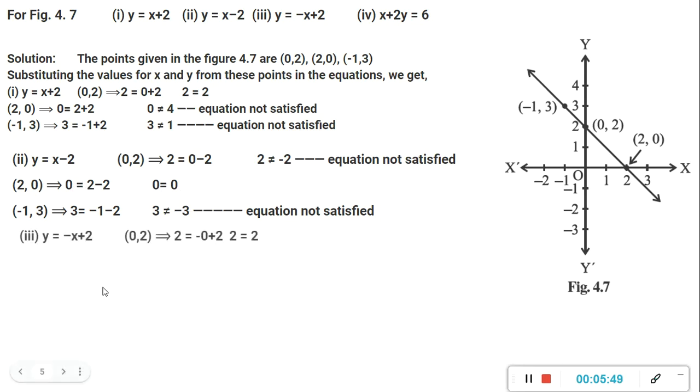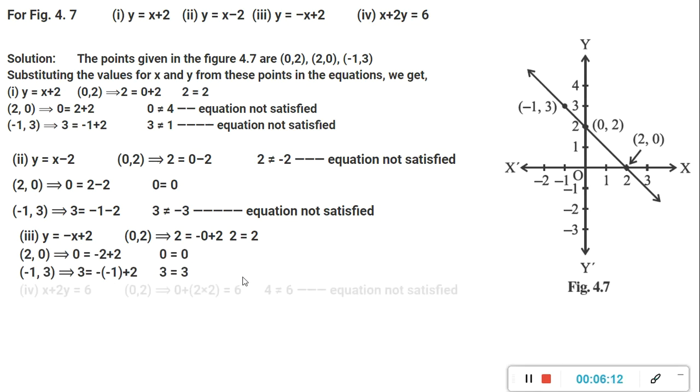Now let's see the third equation, that is y = -x + 2. In the first case, 2 = -0 + 2, that means both sides are correct. In the second case, (2, 0), there also we are getting 0 and 0. And in the third case, (-1, 3), on the left side it is 3 and on the right side also we are getting 3. So in this case we can say that it is satisfying the graph, right?